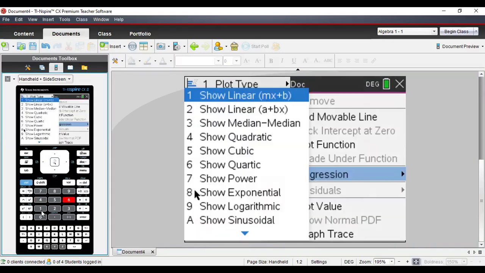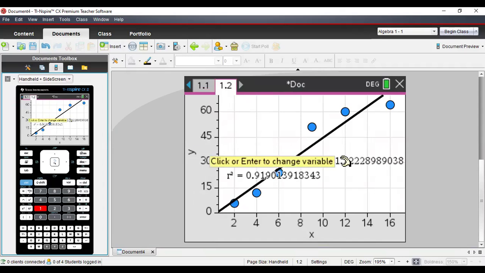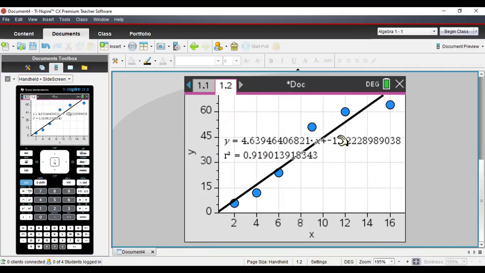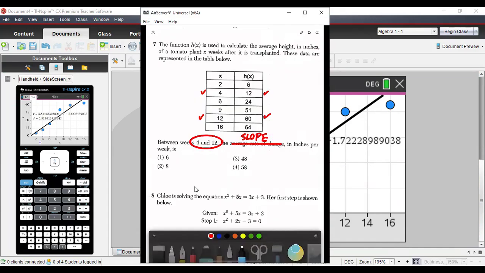Menu 461. Now you can see that this is not perfectly linear, but it tells you that the slope is about 4.6. If we were rounding it to integers, we'd say it's about 5. Now, if you go to the answer choices, none of them match. One says 6, 8, 48. But you should see from that data that it can't be either one of those. So that's way too high.